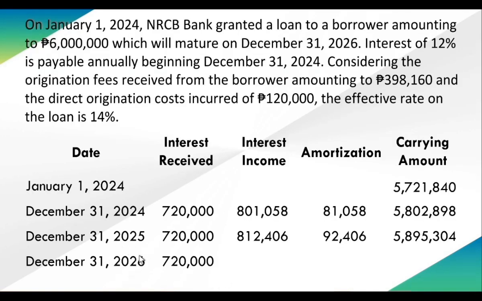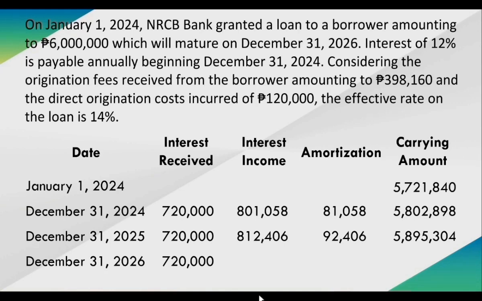Now, for the last accounting period, for the last row of our amortization table, please pay careful attention to this. We must not follow the same procedure we did for the years 2024 and 2025 to compute for the interest income for 2026, and then the amortization and the carrying amount. Otherwise, the carrying amount of the loan on the date of the maturity will not be exactly equal to the principal amount of 6 million. When in fact, as already mentioned, it must be exactly the same amount as the principal amount of the loan.